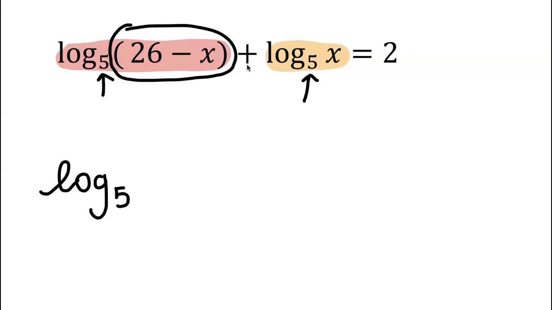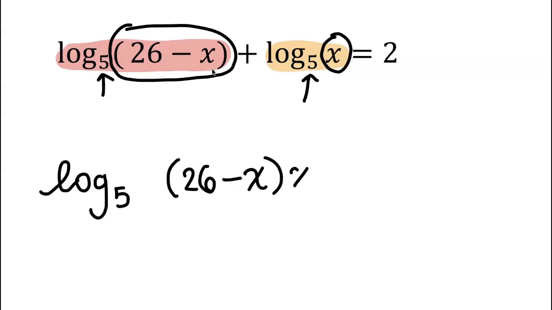Now, when these two separate logs are connected by a plus sign, we can go ahead and multiply their arguments. So I'm going to multiply 26 minus x times x, and we'll set that equal to, just bring down that 2. So the first thing we did is using the sum property of log to combine two separate logs, because they had the same base of 5, into a single logarithm by multiplying their log arguments.